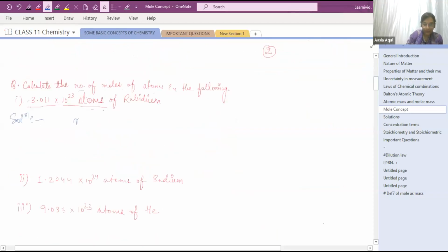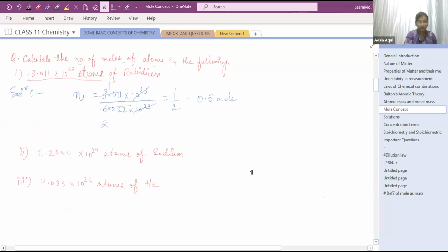The number of moles will be the given number of atoms, 3.011 into 10 to the power 23, divided by the Avogadro number, 6.022 into 10 to the power 23. This will cancel out, and 3 upon 6 will give you 1 upon 2. So the number of moles will be 0.5. Clear? Yes, ma'am. Do the second and third part if it is clear.